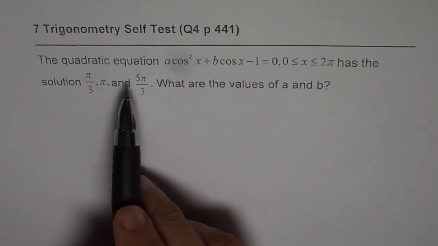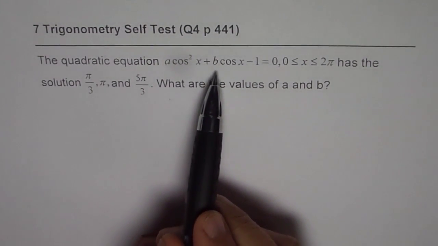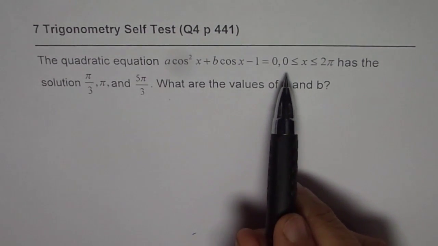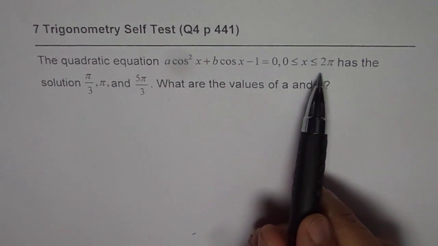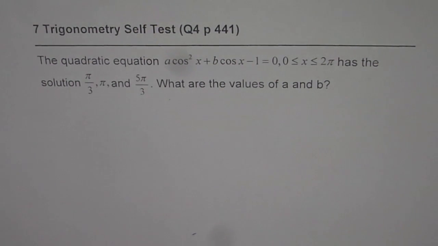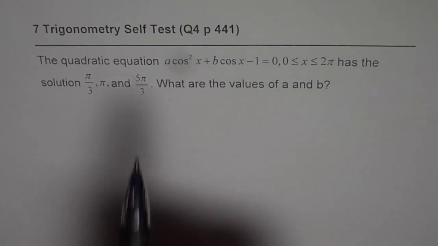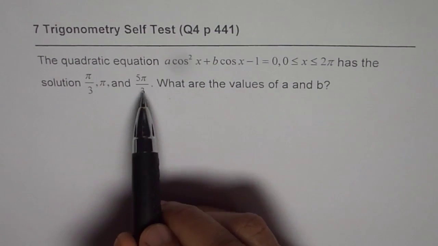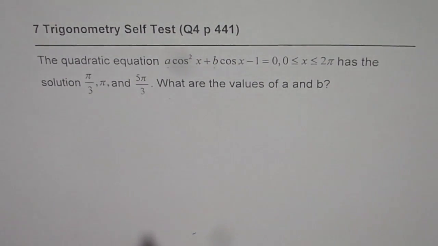The quadratic equation a cos square x plus b cos x minus 1 equals 0, where x is greater than or equal to 0 and less than or equal to 2 pi, has the solutions pi by 3, pi and 5 pi by 3. What are the values of a and b? Now, what we are really given is the quadratic equation and also its solution. We need to find the coefficients a and b.